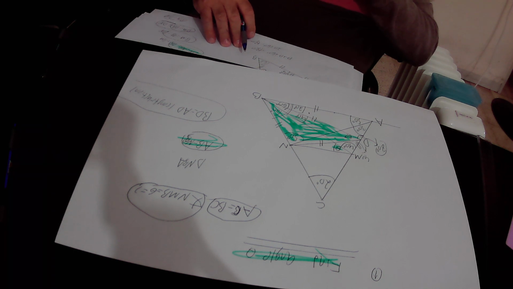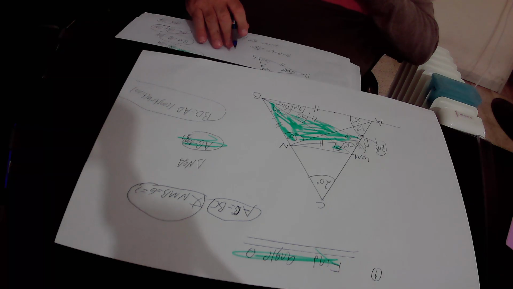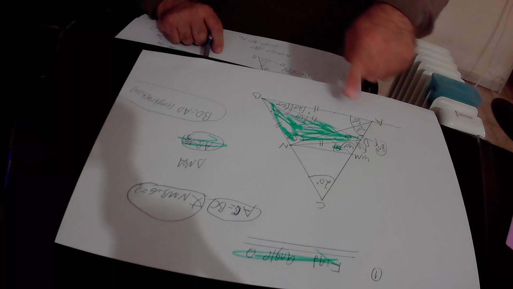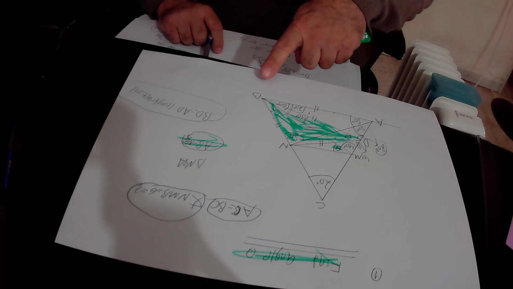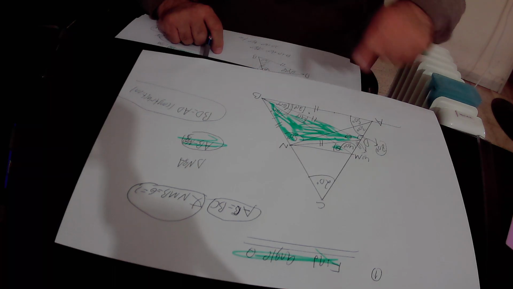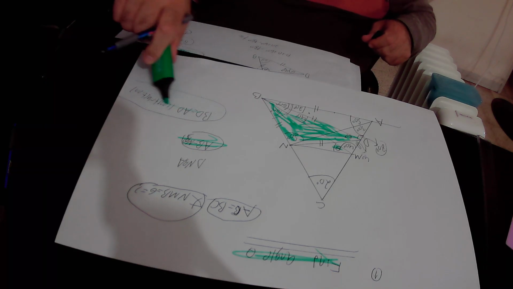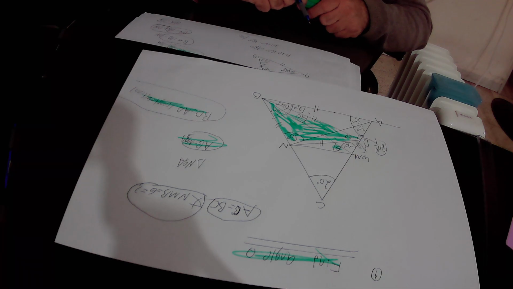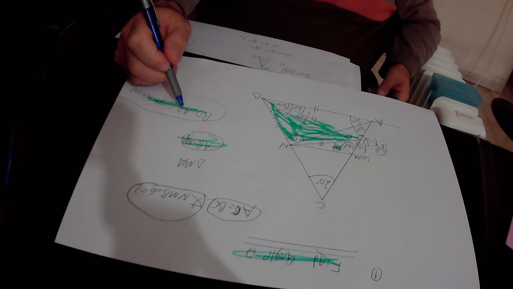In the next step, from point B, we draw line segment BD in such a way that line segment BD will be equal to AB. So BD equals AB according to our construction.